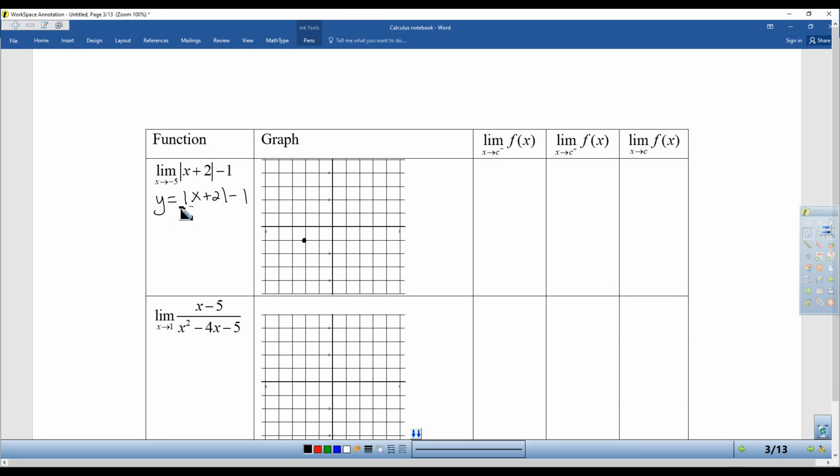There's no a here, meaning there's no slope. There's nothing that's stretching it or shrinking it. So it's just going to go up by 1 each time. And you might remember that I said I personally always draw the dots first because I'm really bad at drawing lines, but I'm pretty decent at connecting the dots. Absolute value graph. Hopefully you remember that one.